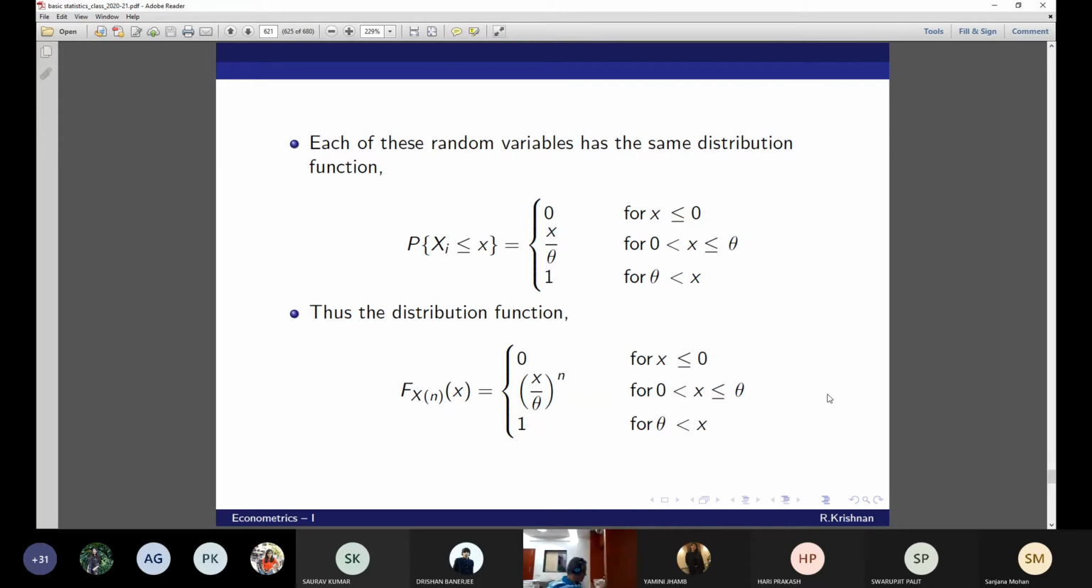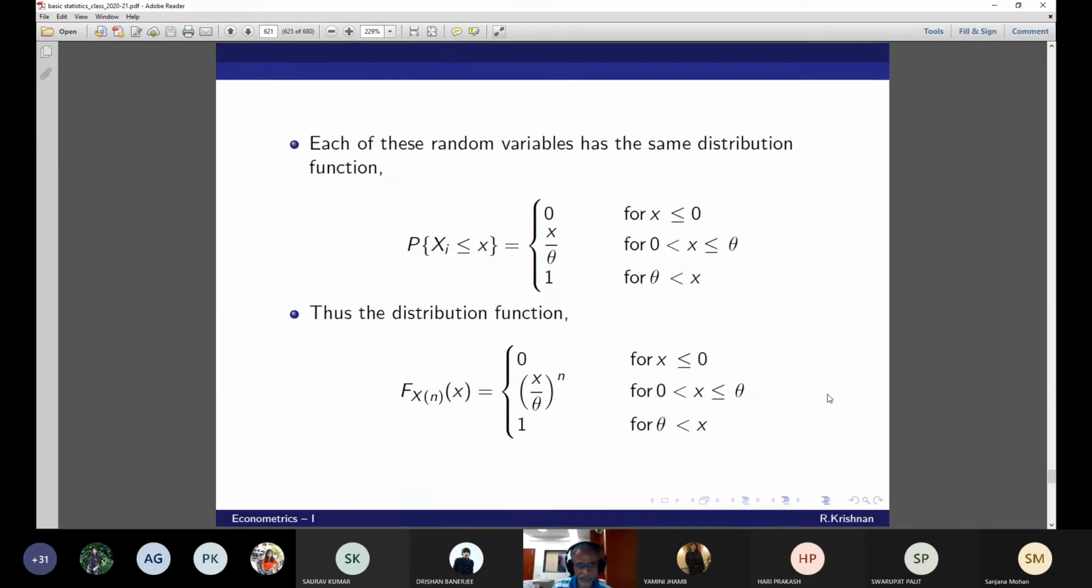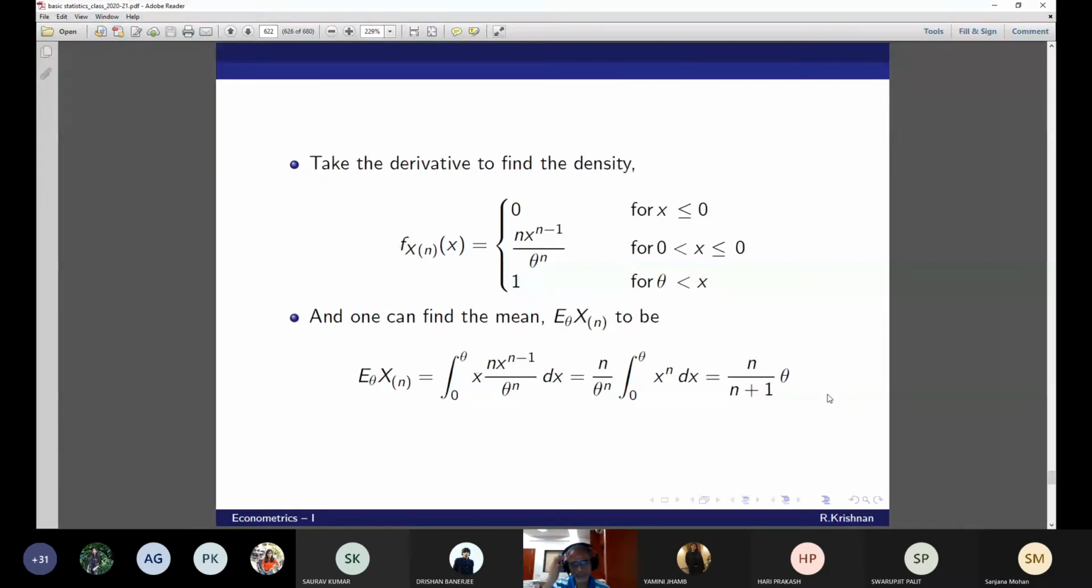Take it down, please. They still come to the inference problem. Take the derivative to find the density. This is quite straightforward. This will be the density, and one can find the mean to be this. So what is the mean of this? The estimator is n by n plus 1 times theta.